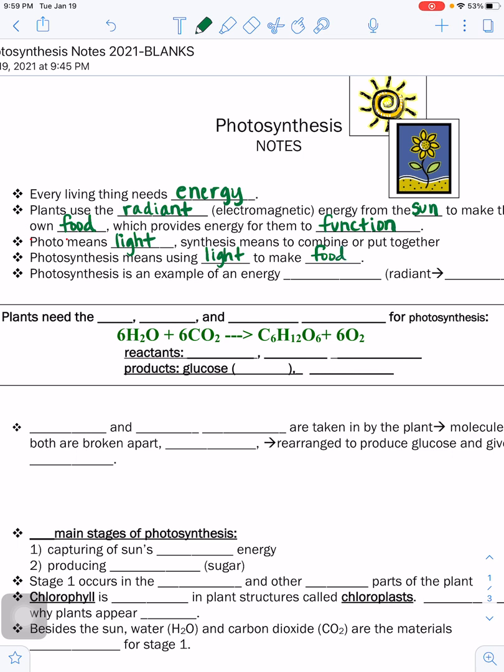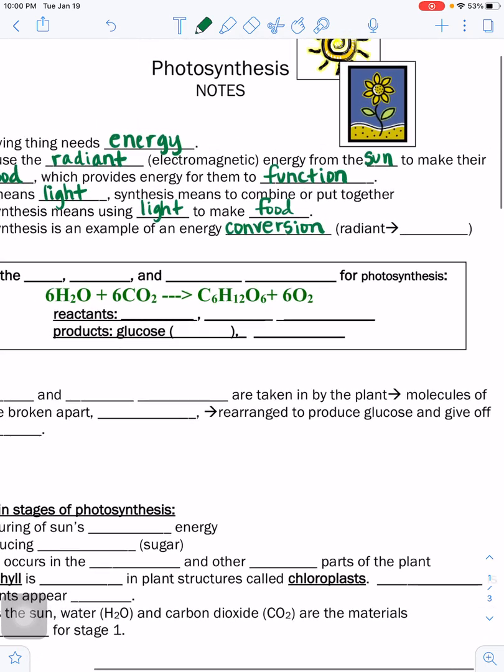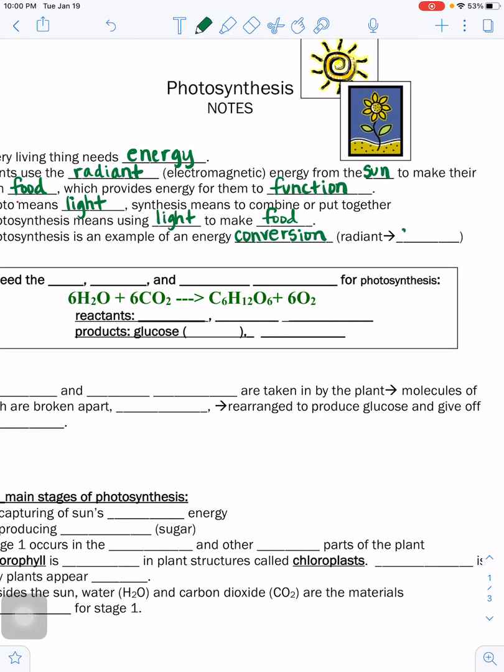It is an example of an energy conversion. This right here is what you do have to be able to identify, explain, and describe in 7th grade with photosynthesis: the energy conversion taking place is radiant energy from the sun is converted to chemical energy.